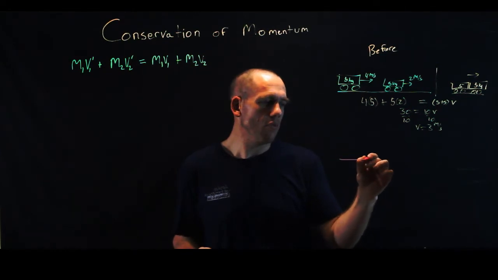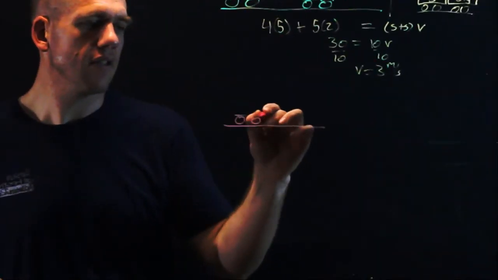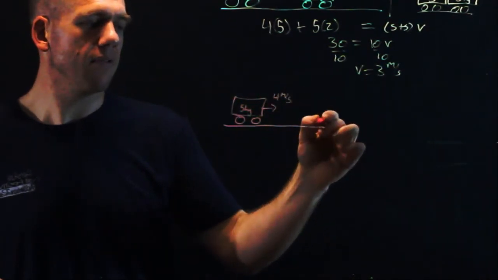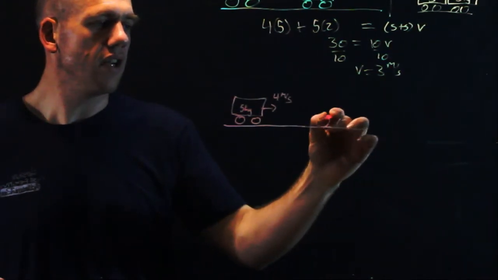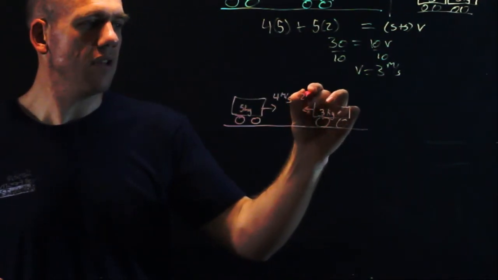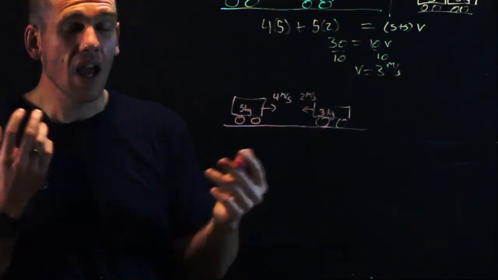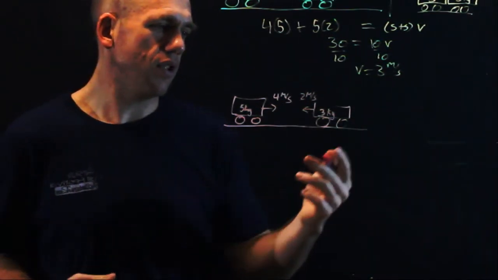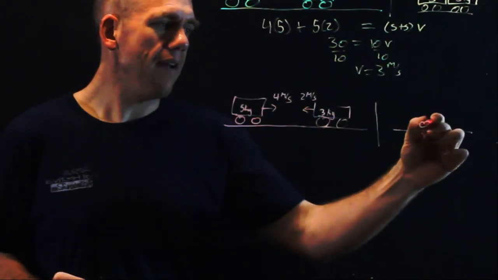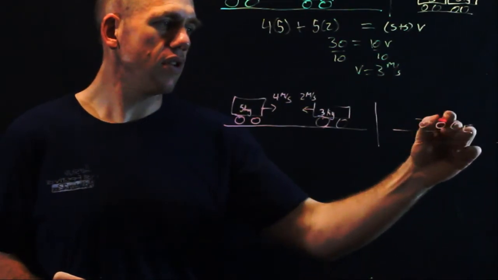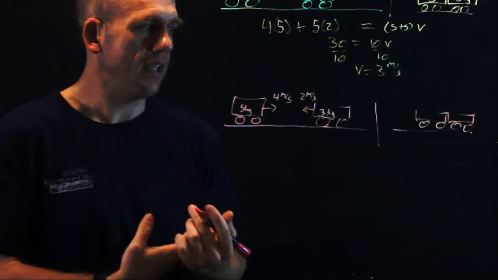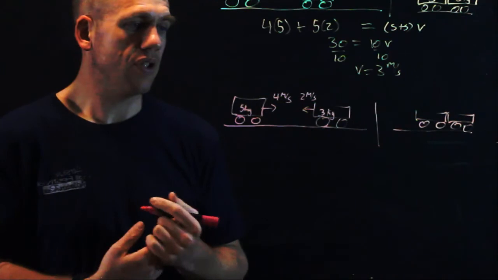So let's look at one more scenario where I have this cart, 5 kilograms, moving this way at 4 meters per second, so just like before, but this time this other cart is only 3 kilograms, and it's moving this way at 2 meters per second. Okay? And again, I'm going to have these 2 carts hit and stick to each other. Okay? So my before picture is like this, my after picture is like this. These 2 carts hit and stick. I want to know how fast are they going now that they're stuck together, and which direction are they moving?